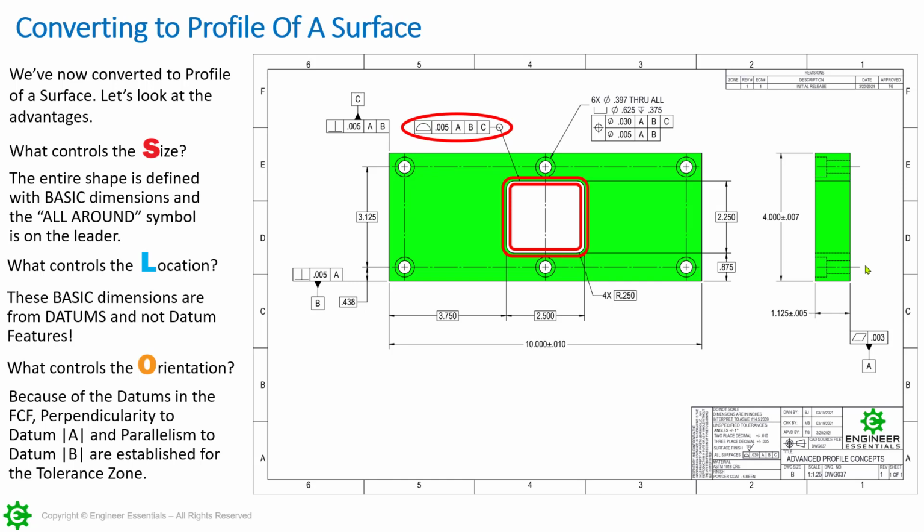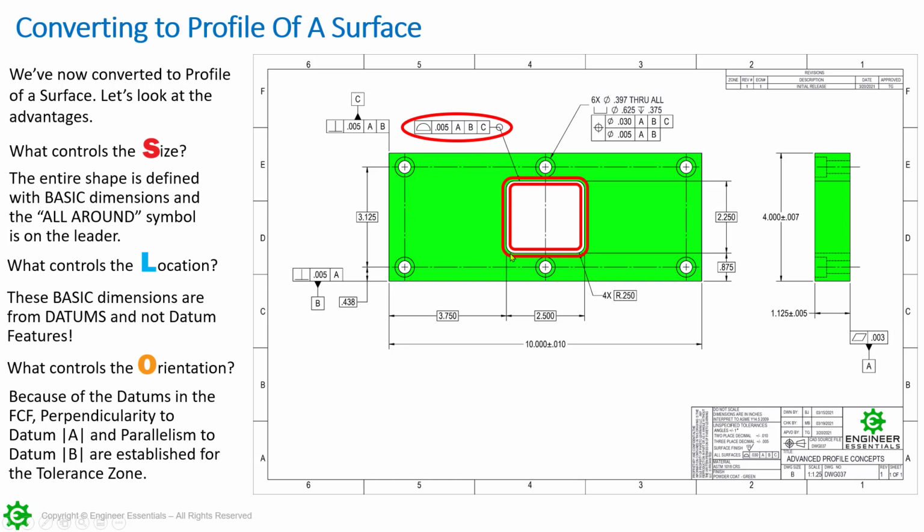So when we go to B, going back up to the feature control frame here, the question is, can B also orient the tolerance zone? And the answer is yes. Because if we took it and made it perpendicular to A, it could spin around and go anywhere. But B is going to come back in and establish parallelism or perpendicularity, whichever one you want to call it.